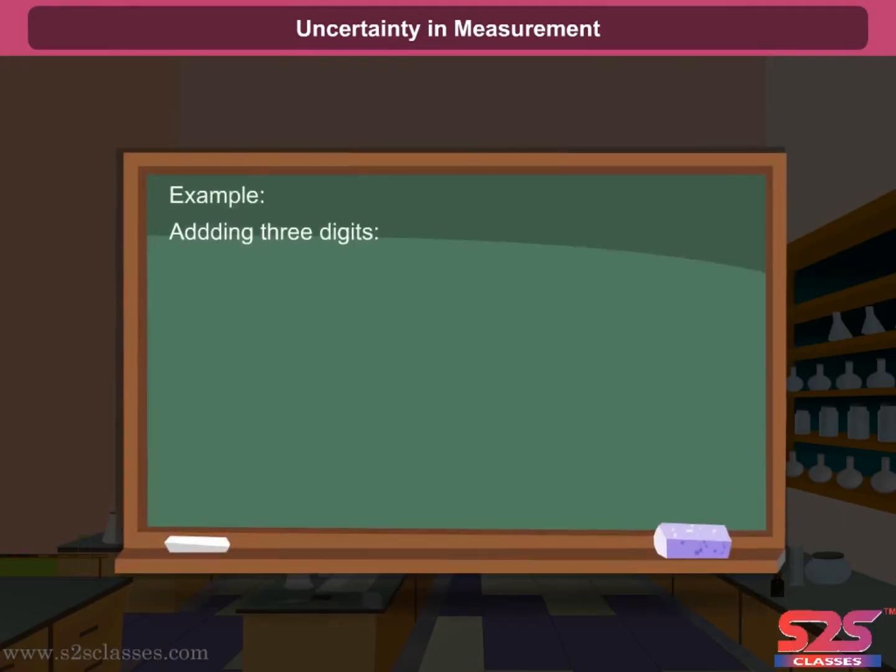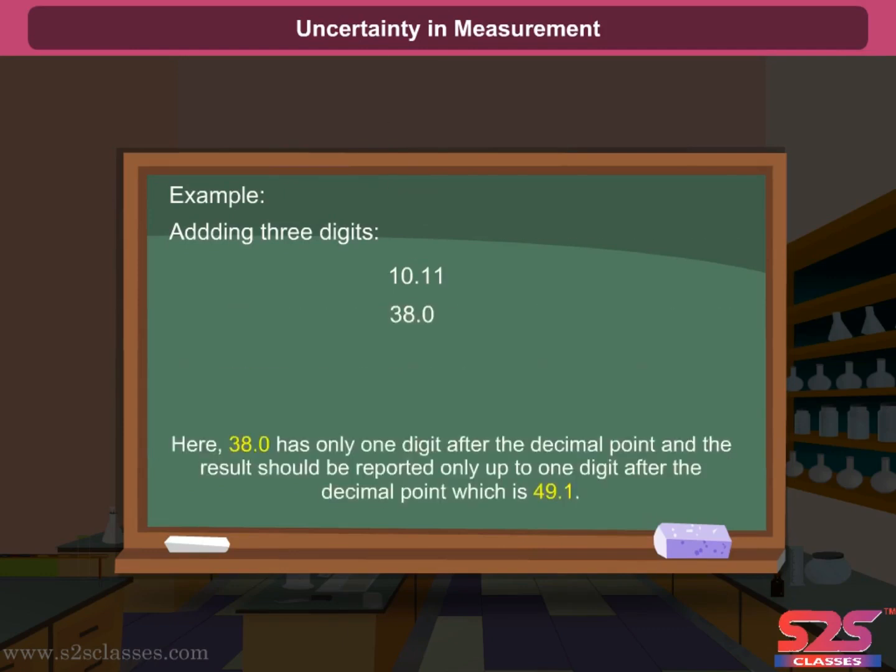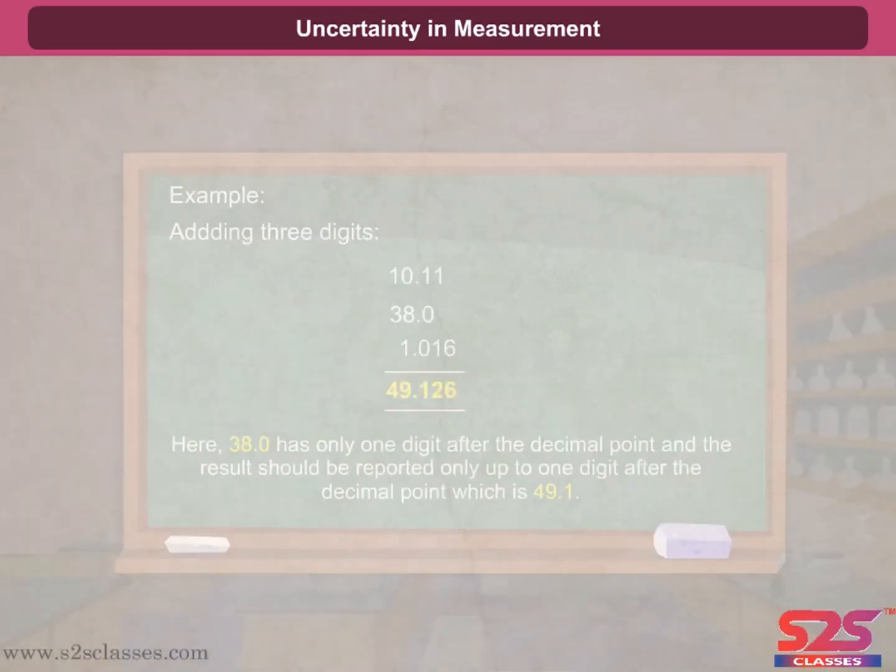During addition and subtraction, the result cannot have more digits to the right of the decimal point than either of the original numbers. Look at the example. Here, 38.0 has only one digit after the decimal point, and the result should be reported only up to one digit after the decimal point, which is 49.1.